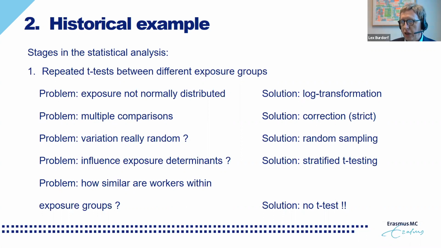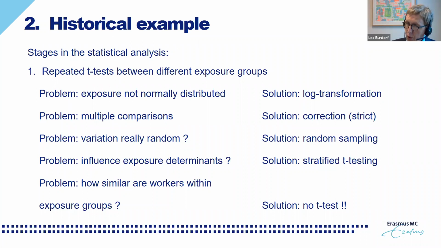And then people started to argue, yes, but is this variation really based on a random sample or not? You probably go into a particular company and you measure the workers who are there, and it may not be completely random. So the solution would be random sampling. That's difficult to achieve.